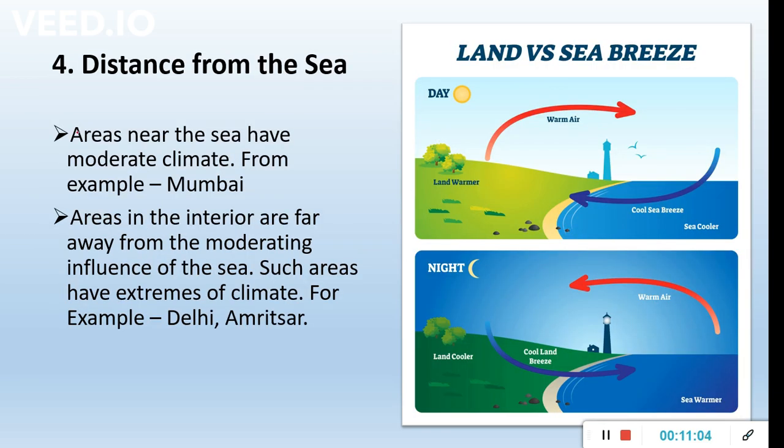Now fourth one is distance from the sea. बच्चों, आपने ये ऑब्जर्व किया होगा ना, जो एरियाज सी के पास में होते हैं जैसे कि मुंबई, जैसे कि त्रिवेंद्रम, they experience moderate climate, है ना, whereas the areas which are in the interior, or far away from the sea, have extreme climate. Now what is the reason behind this? The reason is land and sea breeze.